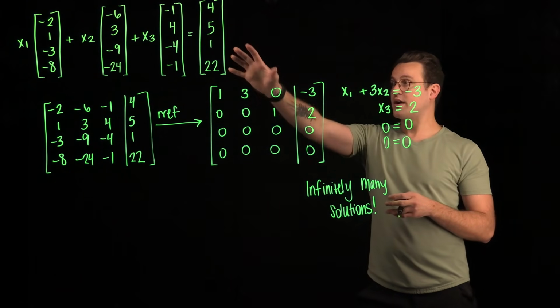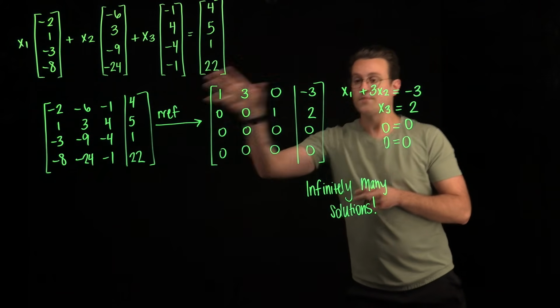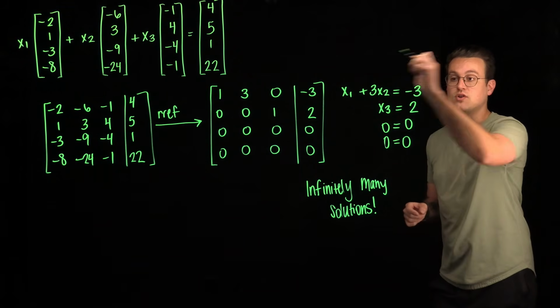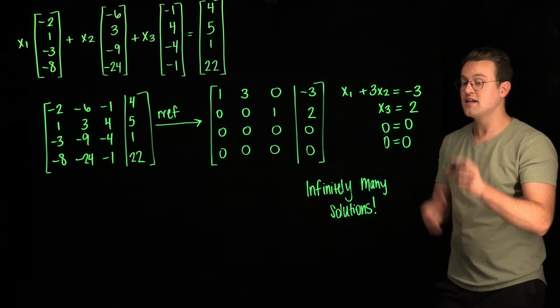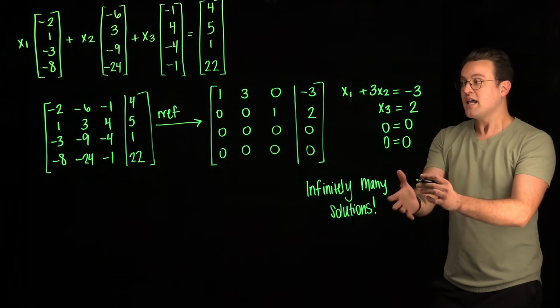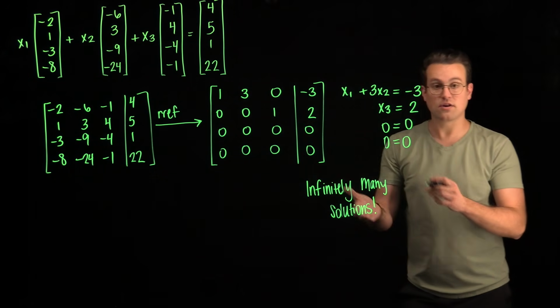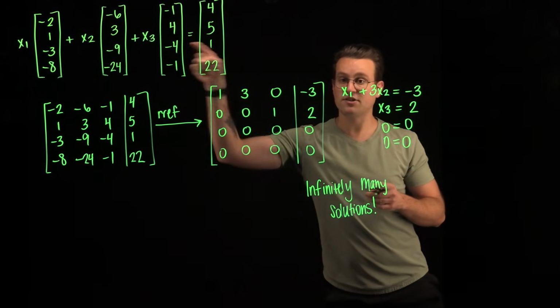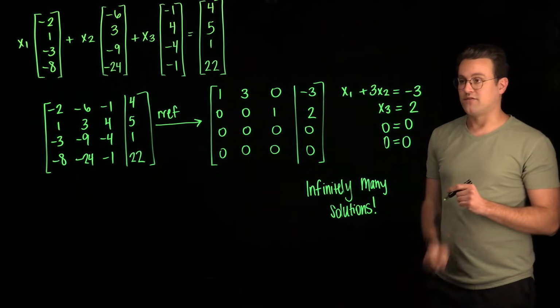We took our vector equation, put it into an augmented matrix, row reduced, went back into the system of equations and interpreted this new system of equations to say, hey, it has infinitely many solutions, and since the row operations preserve the solutions of our linear equations, then this vector equation will also have infinitely many solutions.